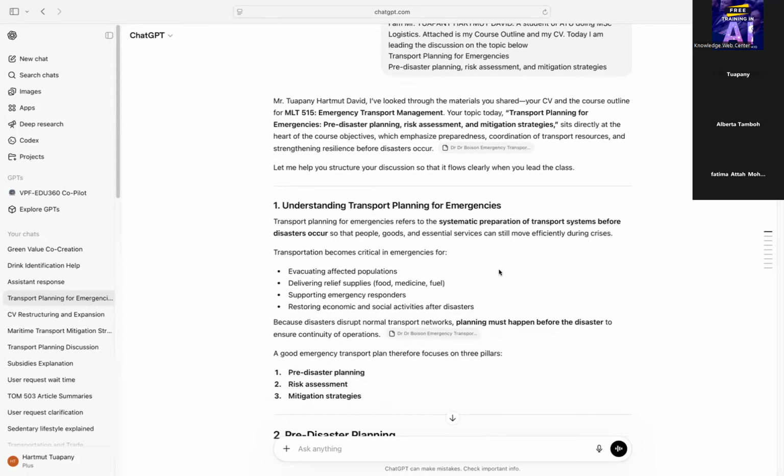Mr. Twapani Hatmu David, I have looked through the materials you shared, your CV and your course outline for MLT 515, Emergency Transport Management. Your topic today sits directly at the heart of the course objectives, which emphasize preparedness, coordination of transport resources, and strengthening resilience before disaster occurs. Let me help you structure your discussion so that it flows clearly when you lead the class.